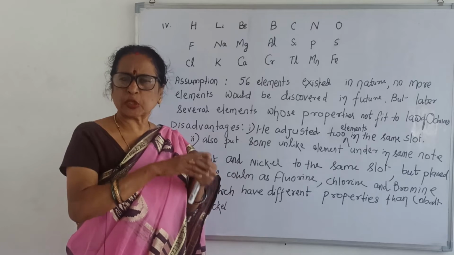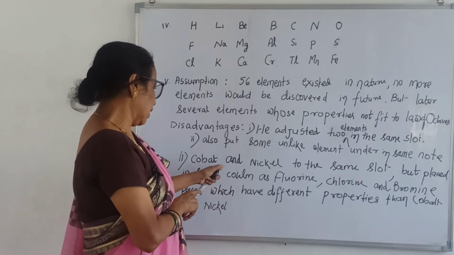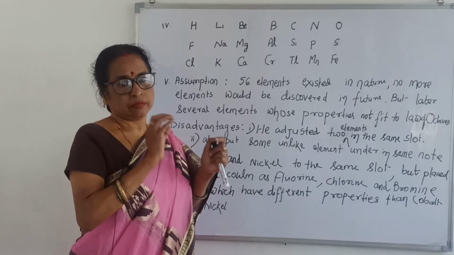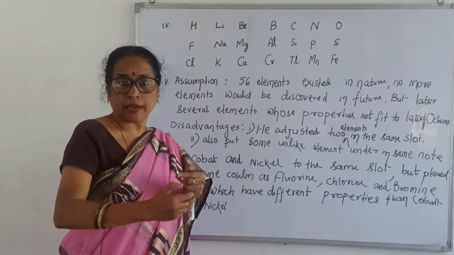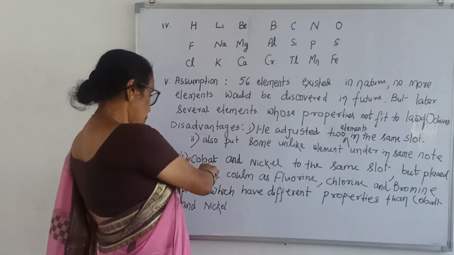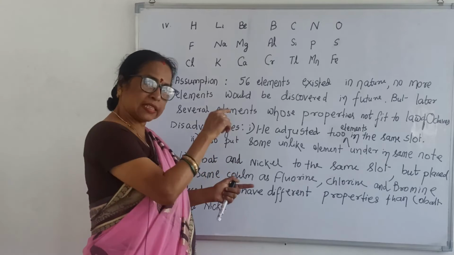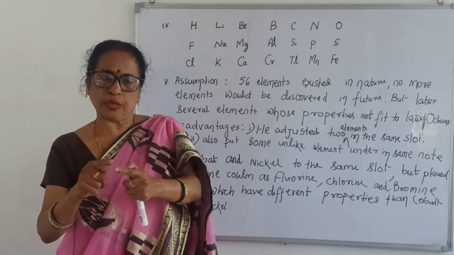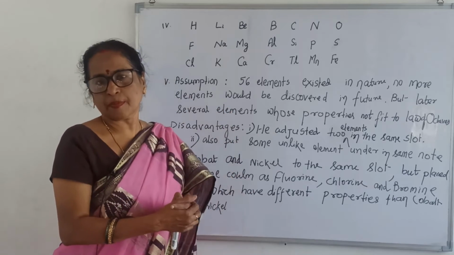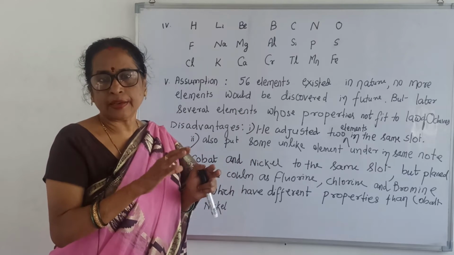Cobalt and nickel have totally different properties, yet they are placed in the same slot. You can see it in the same line, because after cobalt nickel is there, but he forcefully placed it in the same column where fluorine, chlorine and bromine are, which have similar properties, though cobalt and zinc properties are totally different.